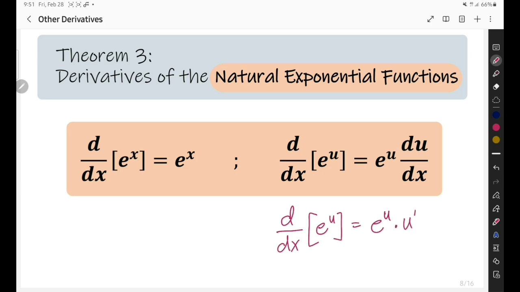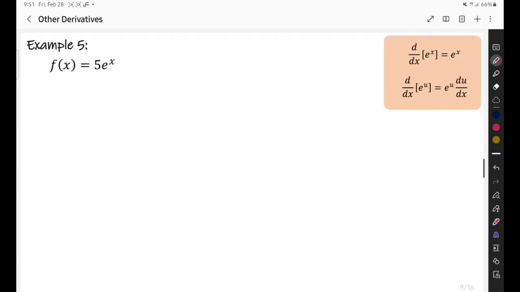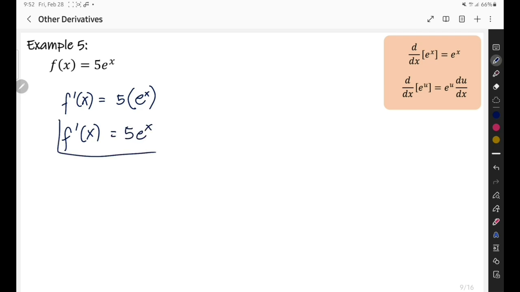All right, so let's have some examples like this one. For this one, this is a constant, right? If it's a constant, we simply set it aside and then get the derivative of the remaining part with variables. So f prime of x is equal to 5 times the derivative of e to the x, and that would be e to the x. So the derivative for this one is 5 e to the x, and that's it.